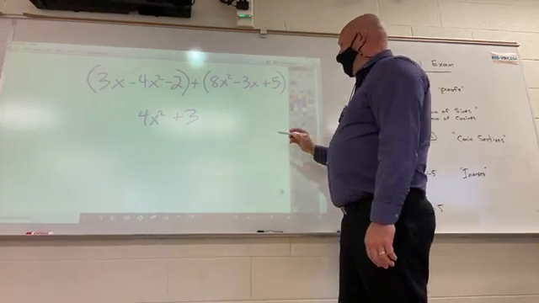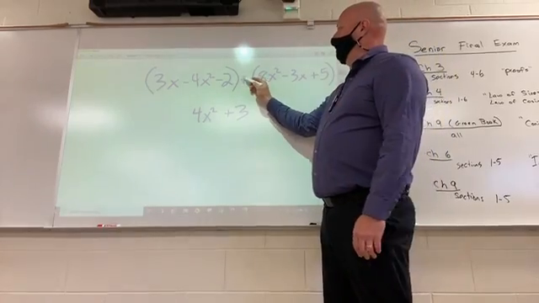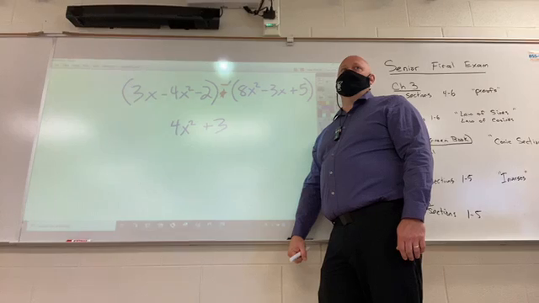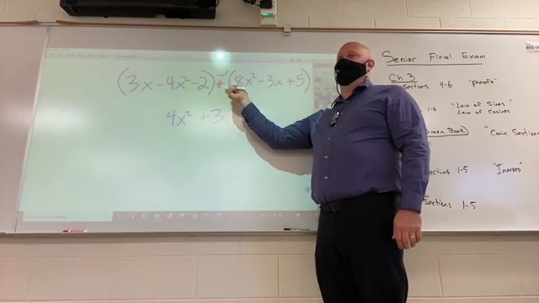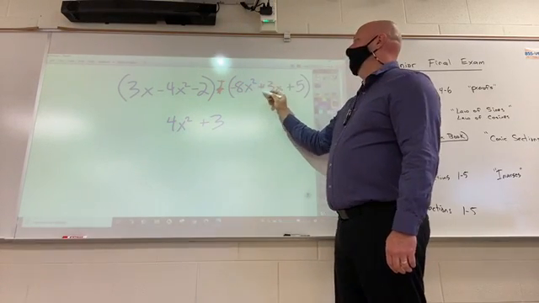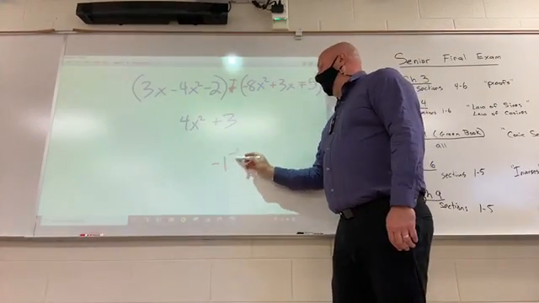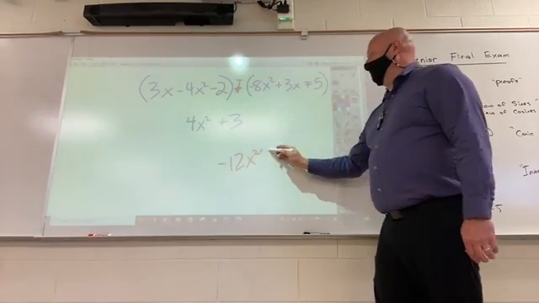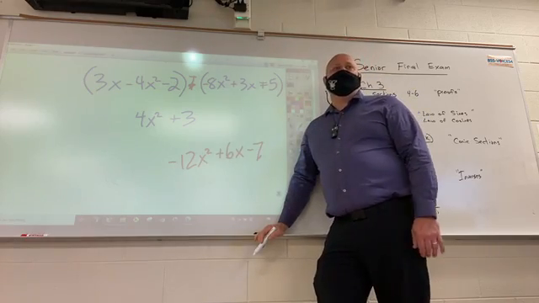How would this problem change if I instead made this a minus? You'd want to change it back to a positive, but what would you have to do? Make all the signs back here change. So you'd want to change to a positive, that'd be a negative, that'd be a positive, that'd be a negative. Now you've got negative 12x squared. You'd have 6x's and a negative 7. Yes?